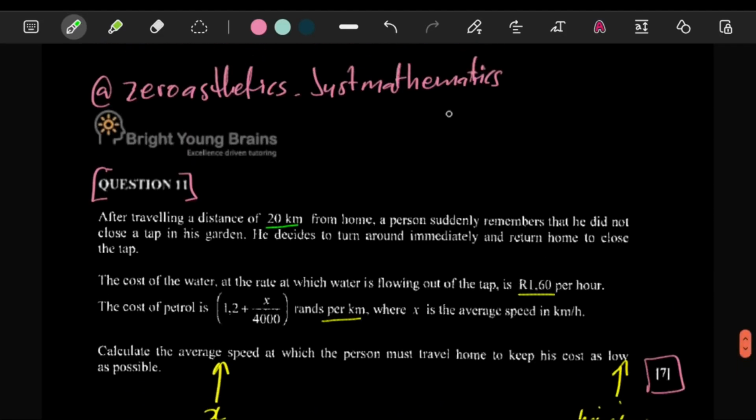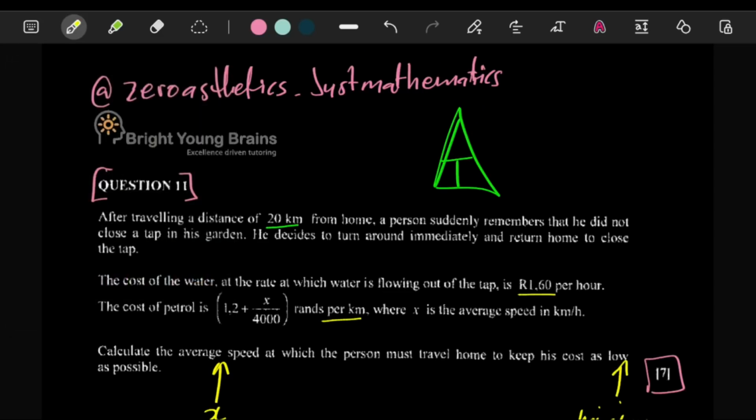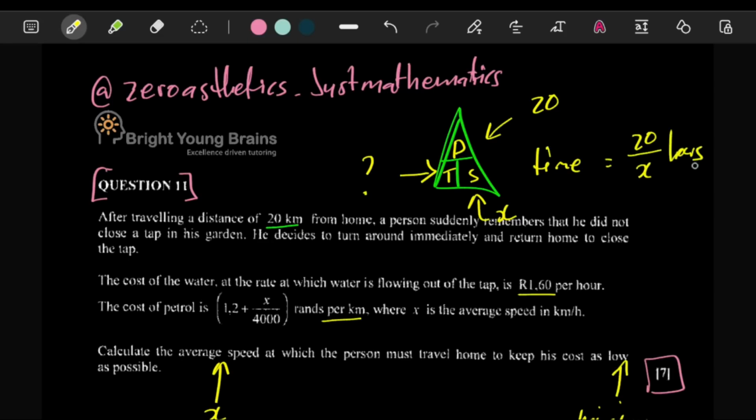If you think of the distance, time, and speed triangle, remember distance, time, and speed. You have distance up here, time here, speed over there. They said his speed is x. So speed here is x. The distance is just 20. The time, you don't know. So the time it's going to take him to get home is just 20 over x hours.